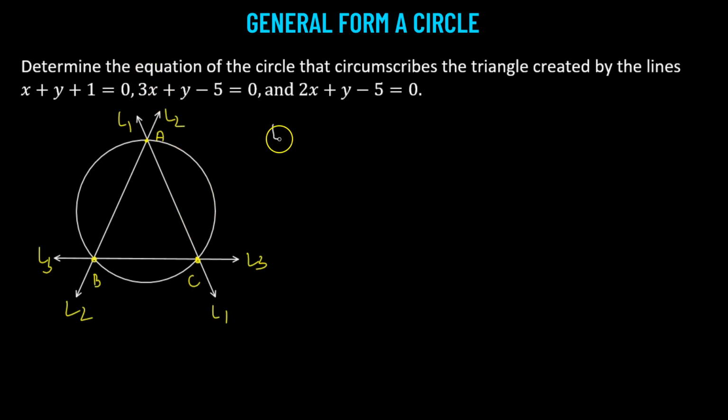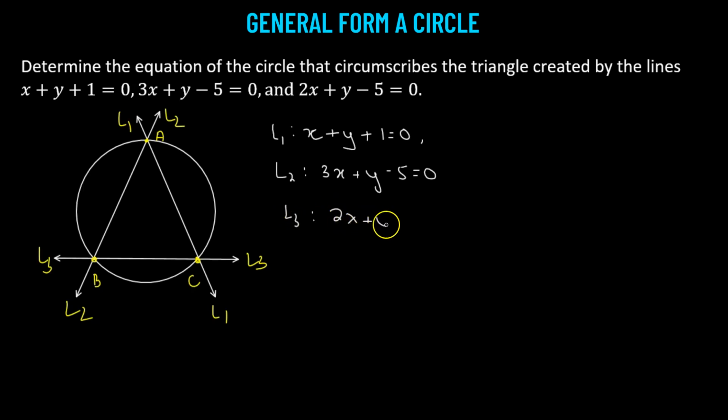So we're going to name the lines. Our line L1 is denoted by the equation x plus y plus 1 equals 0. Then we have line L2. L2 is given by 3x plus y minus 5 equals 0. Then we have line L3. L3 is given by 2x plus y minus 5 equals 0. Fine. So our goal will be to first find out the value of coordinate point A.